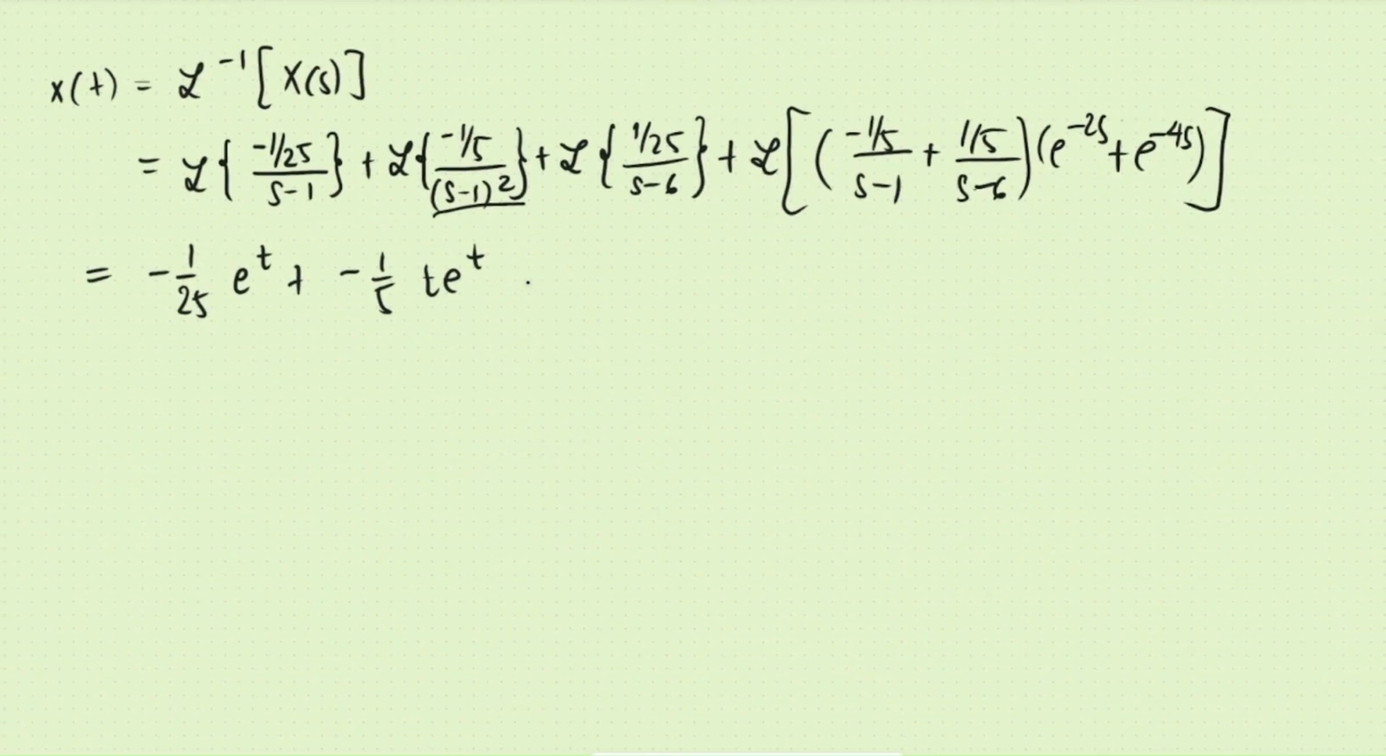And we can move out the 1 over 25 here, and again s minus 6 is the same here, but our a now is 6, so that's e to the 6t. How about this one here?